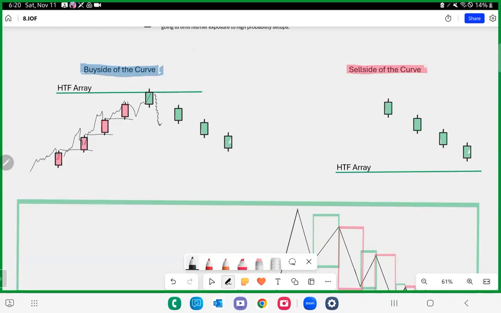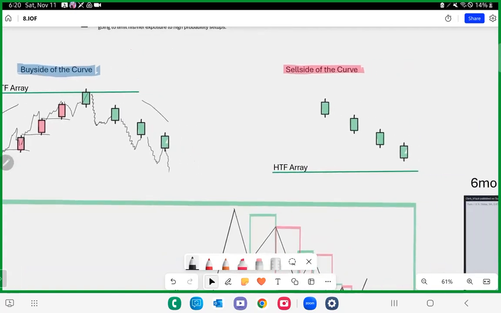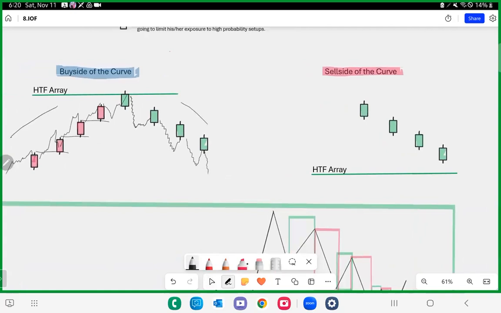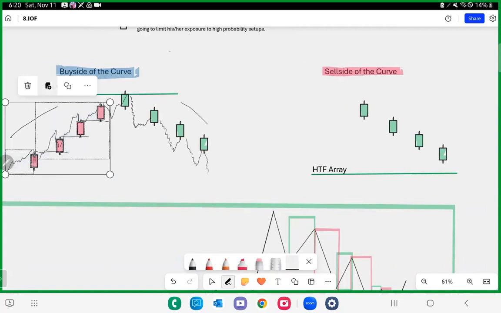You don't necessarily need market structure for this, but what we see is a change in institutional order flow. We've shifted from the buy side of the curve to the sell side of the curve, seeing that those up close candles are now supporting the direction of price. The same understanding applies if we're looking at the opposite side of the curve.